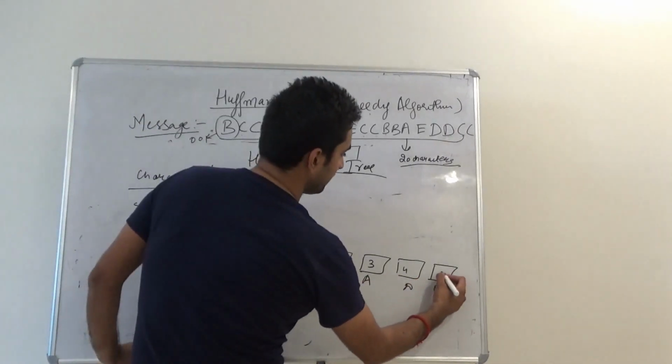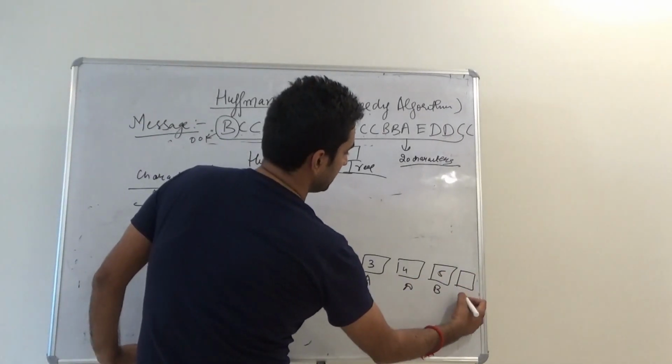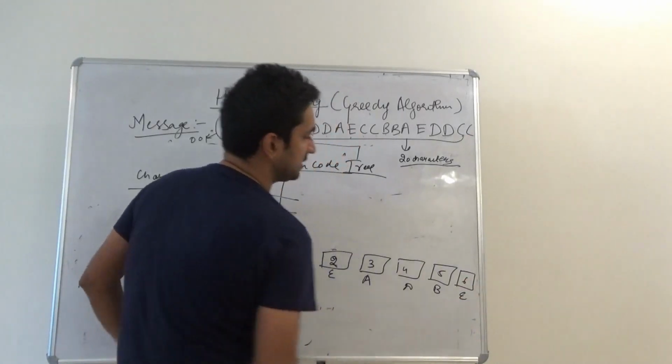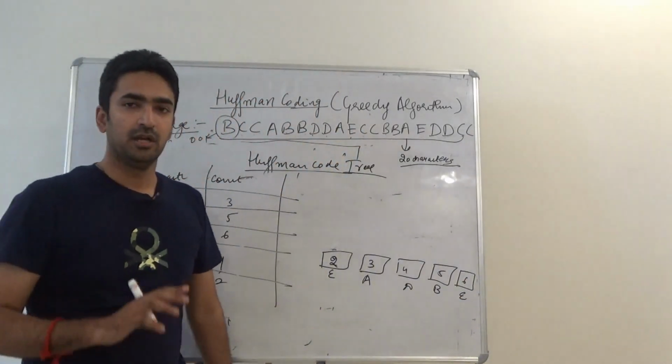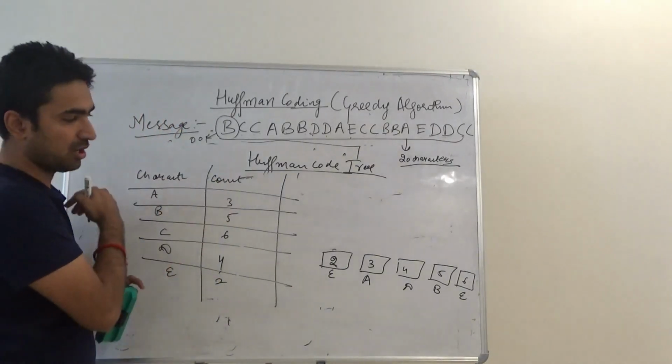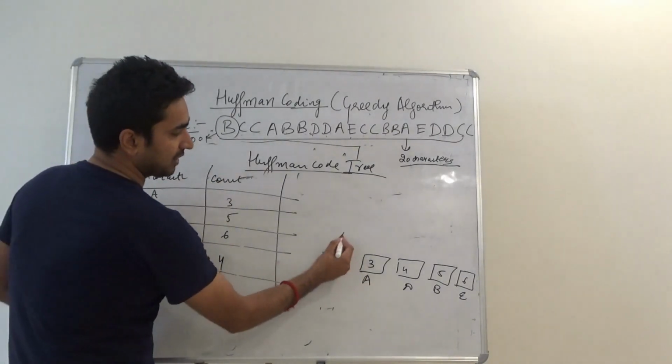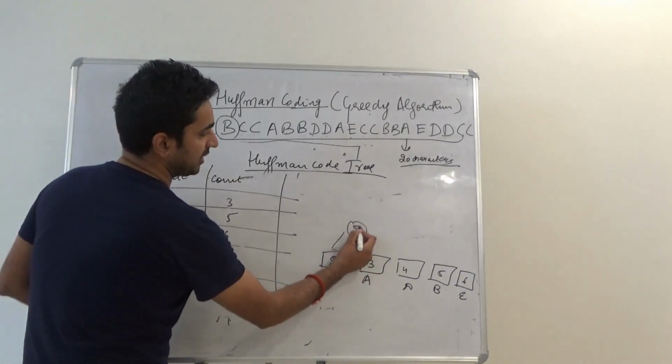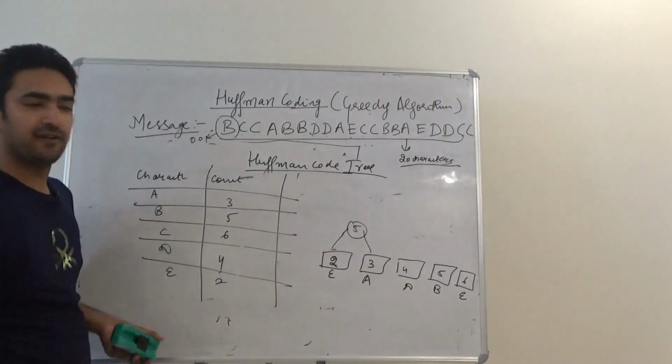B is appearing 5 times and E is appearing 6 times. What I will do, I'll take the minimum 2 values and construct a root out of it. 2 plus 3 becomes 5. So I create a root on the basis of 5.